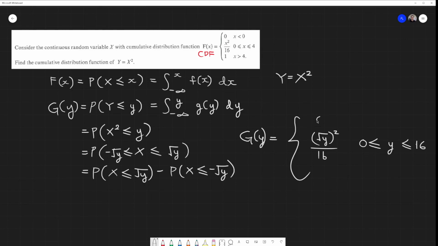Okay, so it's going to be 0 when y is less than 0. Do not include 0 because that's already defined for this function right here. And then if y is greater than 16, the CDF should be 1. And that's how you solve questions like these.